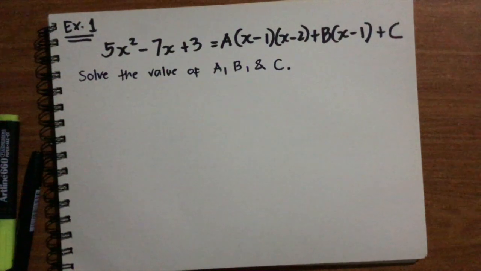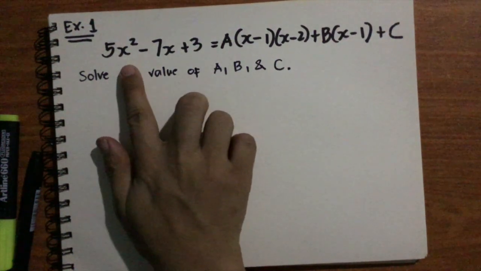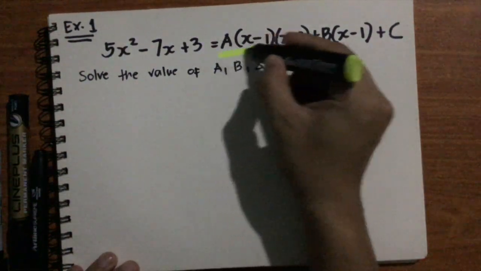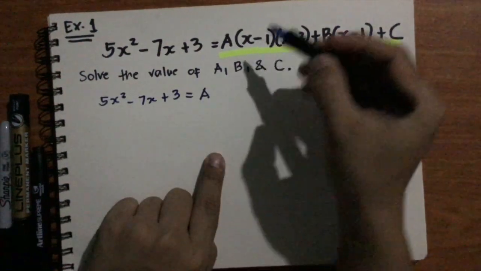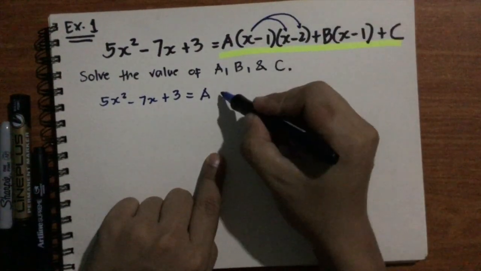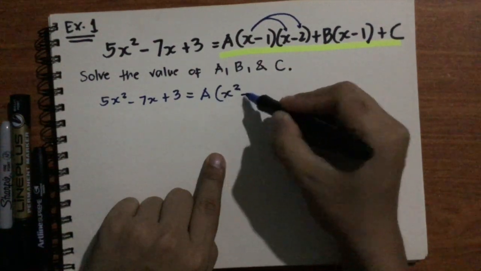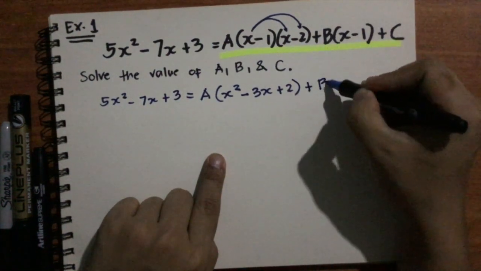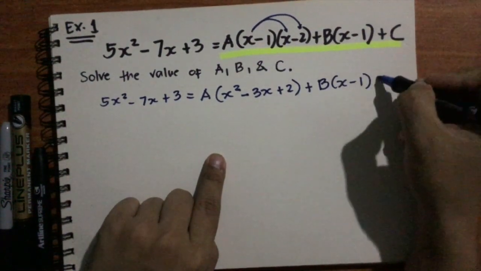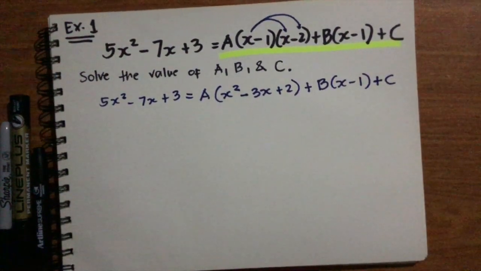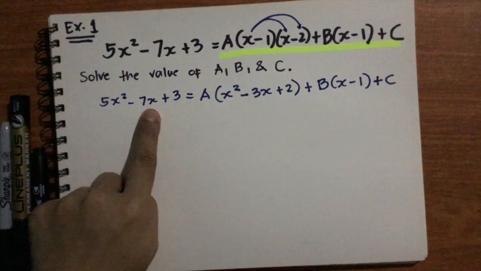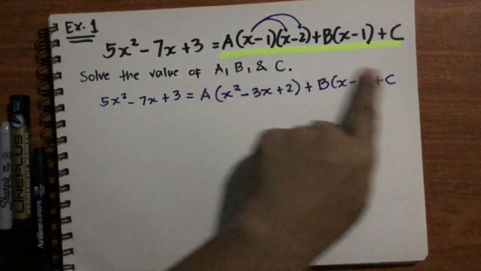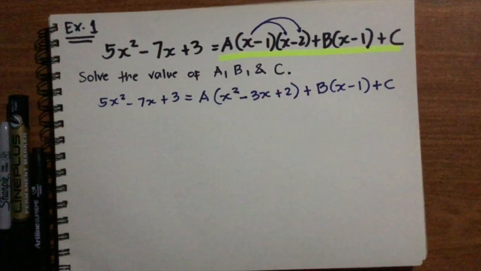In order to find the corresponding variables and exponent, we have to expand the right hand side. So we have to expand this. When you do the FOIL method, you will get a times x squared minus 3x plus 2, and then plus b times x minus 1, plus c. Now we're not done yet, because this expression is not equal to just this expression. Remember, this whole thing is equal to this whole thing. So we have to simplify this further.